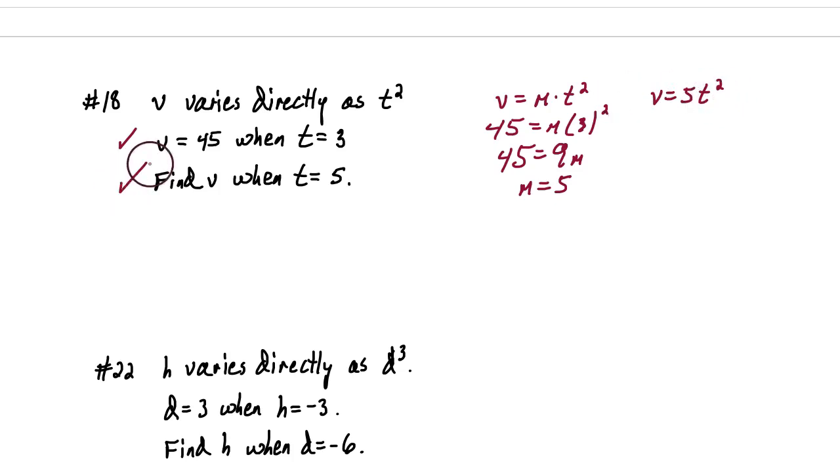The next sentence says figure out v when t is 5. So let's substitute 5 where the t is. And we get v equals 125.